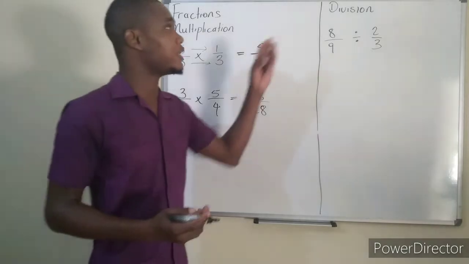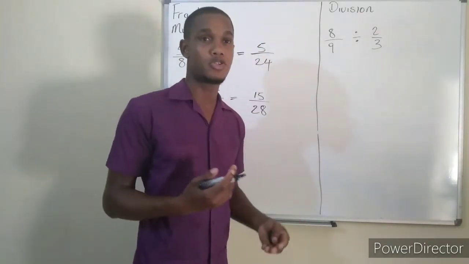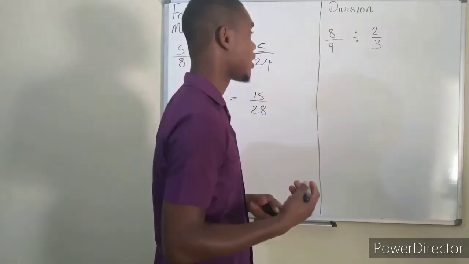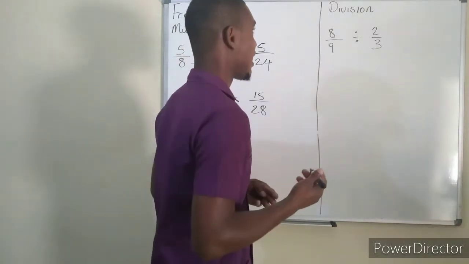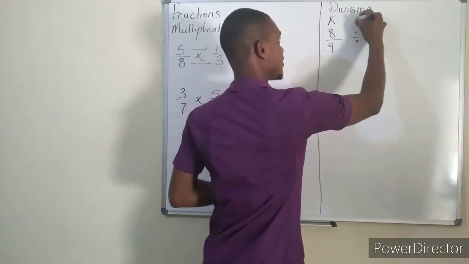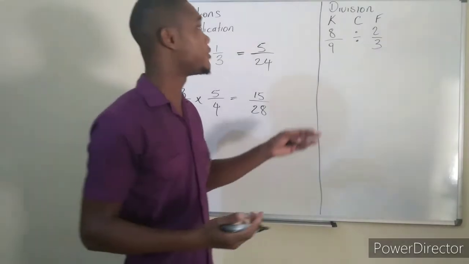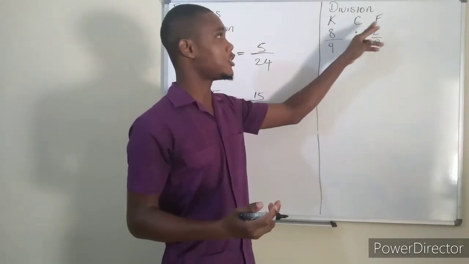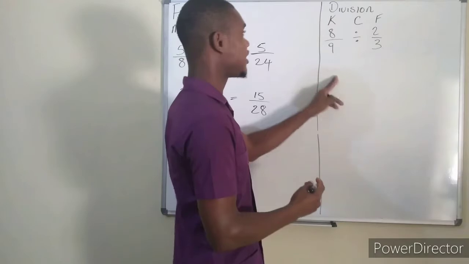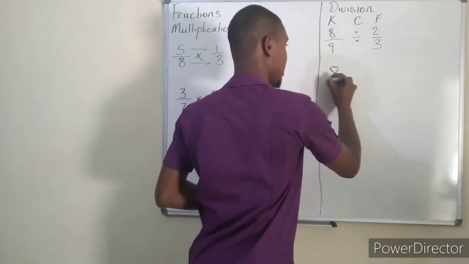Division now, there's a little thing that you can use to remember when you're doing division, and you'll be able to get your answer. It's a little thing that they call KCF. You must be wondering, what does KCF mean? It means keep, change, flip. So keep the first fraction as it is. So you always keep the first one as it is.